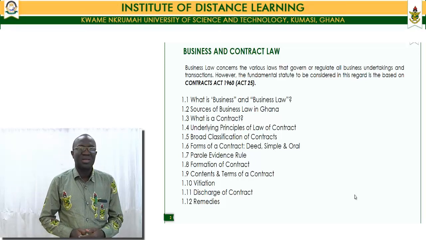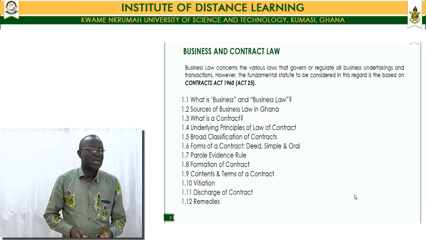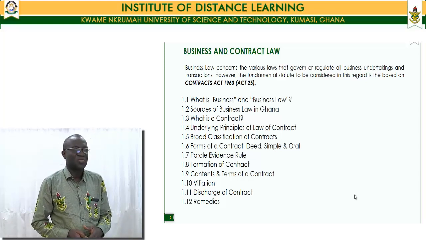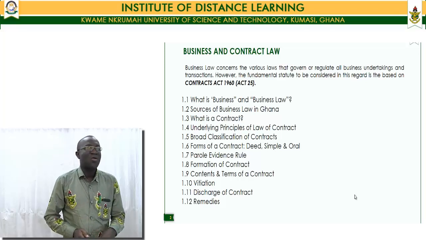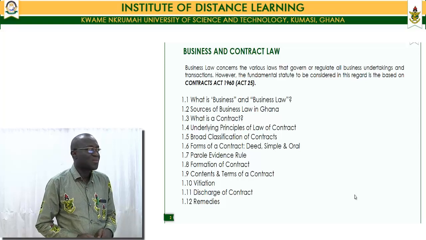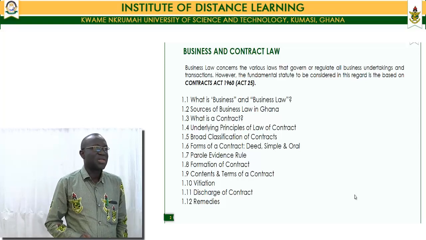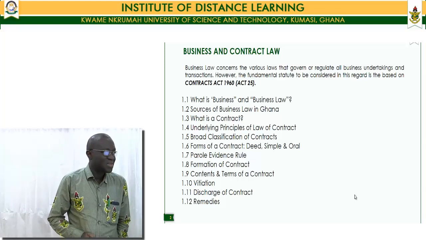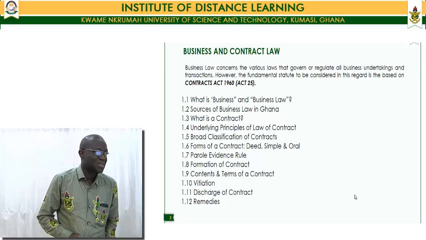So business law and contract law, first will be the basic principles when you want to do business law, because we don't have just business law, a separate law, but it consists of different aspects of business transactions. So business law concerns various laws that govern or regulate all business undertakings and transactions. However, the fundamental statute to be considered in this regard is based on the Contract Act 1960 or Act 25. So this will be the basic law we'll be using in discussing business law.